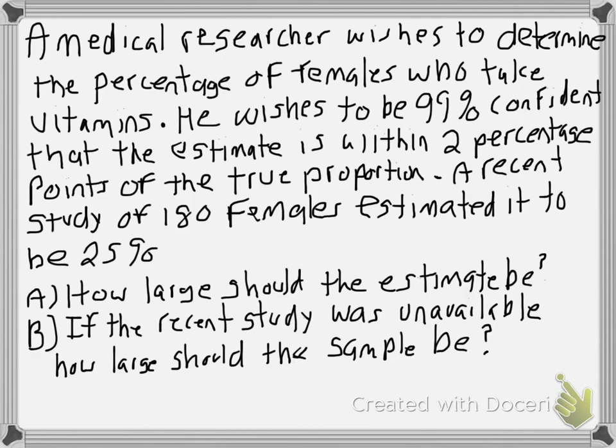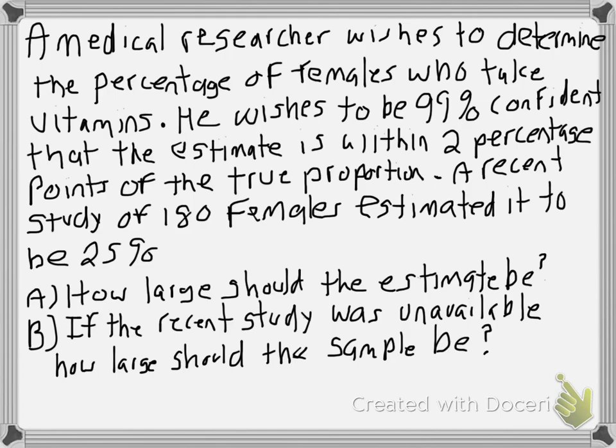Okay, so we have a medical researcher that wishes to determine the percentage of females who take vitamins. He wishes to be 99% confident that the estimate is within 2 percentage points of the true population. A recent study of 180 females estimated it to be 25%. How large should the sample be? And then B, if the recent study was unavailable, how large should this sample be?